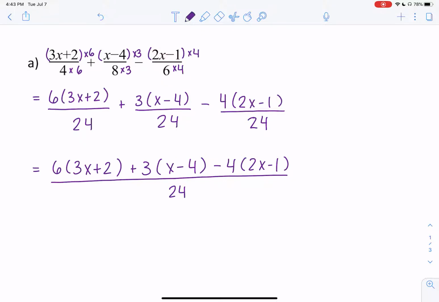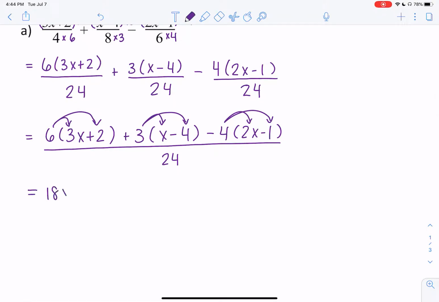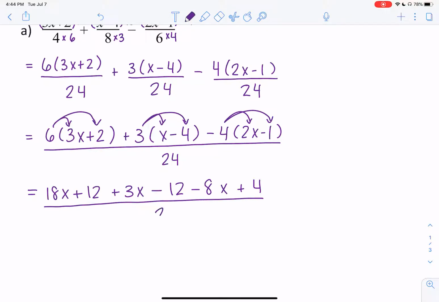And now I can start distributing and simplifying. So it's going to distribute in these numbers here. So that gives me 18x + 12 + 3x - 12 - 8x + 4, all over 24. So we will have (13x + 4) all over 24. And because at no point I had an x in the denominator, there's no restrictions and I don't need to worry about that.